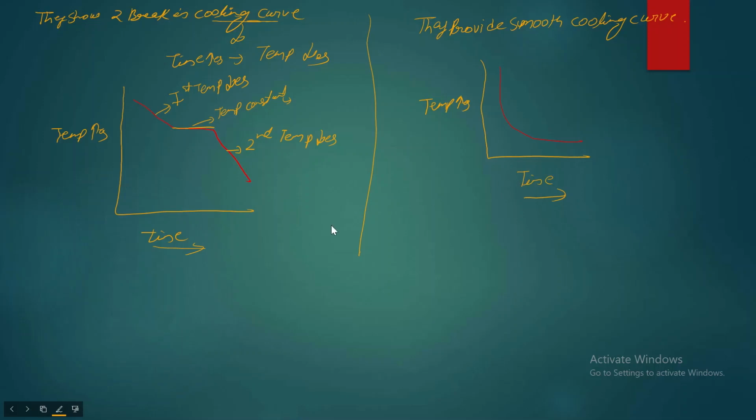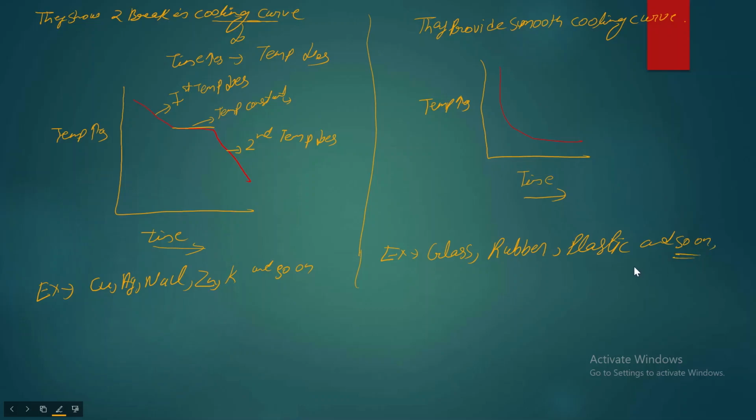Now, examples of crystalline solids are copper, silver, NaCl, zinc, potassium, and so on. Similarly, examples of amorphous solids are glass, rubber, plastic, and so on. Okay, good.